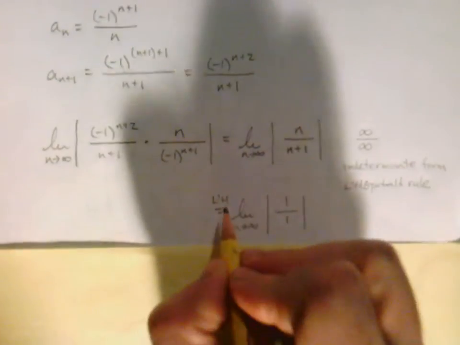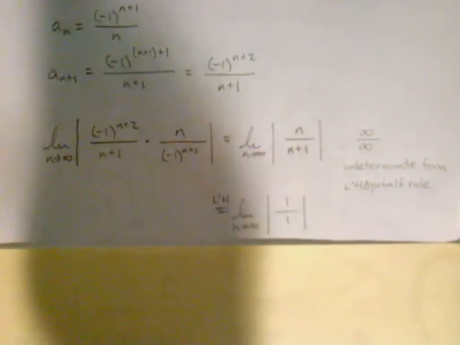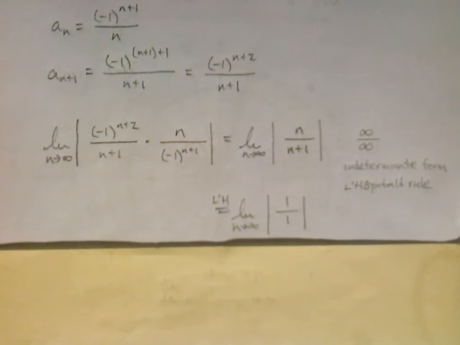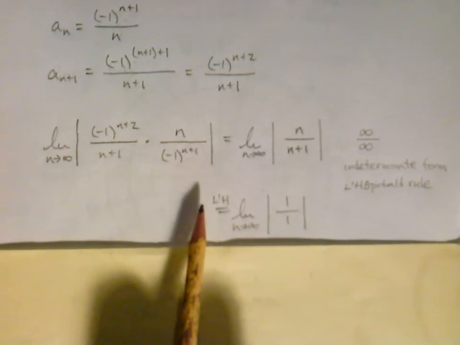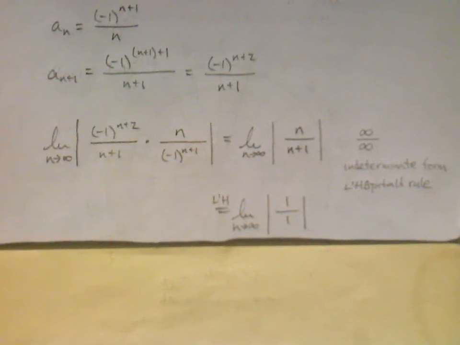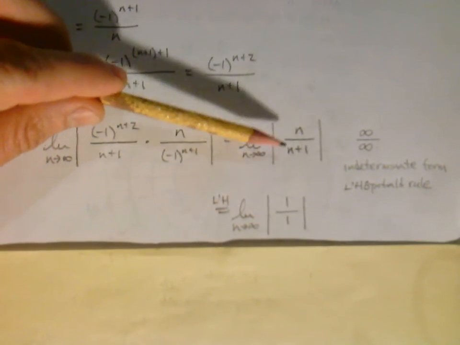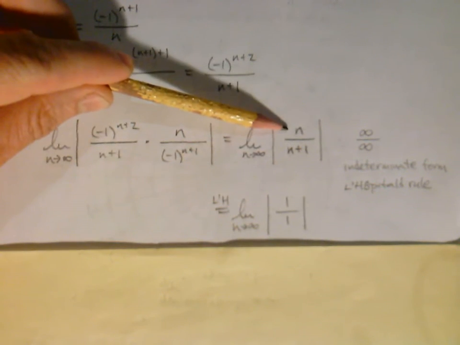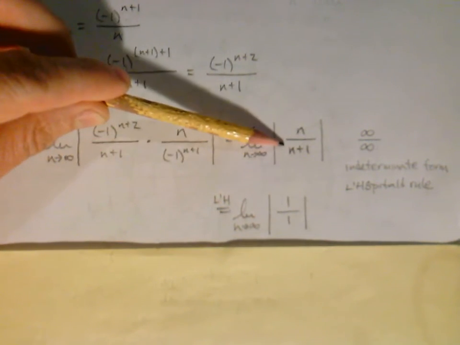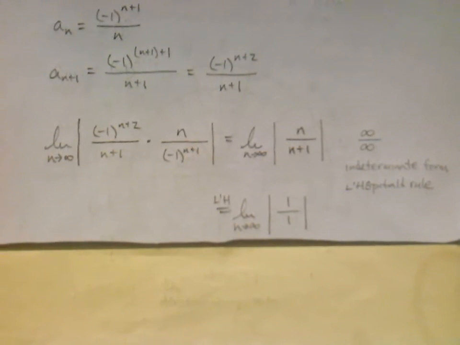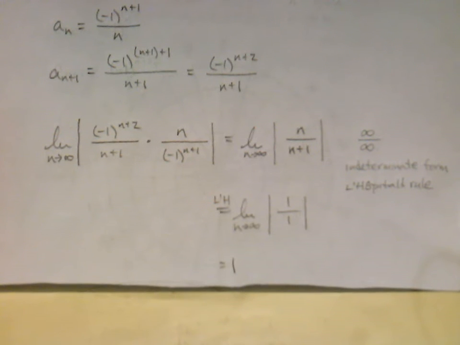Performing L'Hopital's rule. We don't see it a whole lot in our class, so let me remind you how this works. But it's going to do the trick for us real quick. We put the L'H over the equal sign. That means we're going to perform L'Hopital's rule from here to here. We take the derivative of the numerator and denominator separately. So the derivative of n is 1. The derivative of n plus 1 is 1. We took the derivative of the numerator divided by the derivative of the denominator. And well, 1 over 1 is 1, so that's the answer to our limit.